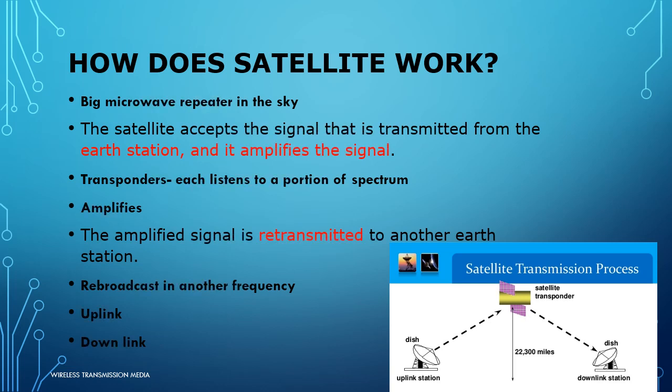Satellites are big microwave repeaters placed in the sky. The satellites accept the signal transmitted from an Earth station and amplify the signal. In a satellite, there are transponders which listen to a portion of the spectrum. The amplified signal is retransmitted to another Earth station. For this transmission and retransmission, the satellite system uses two frequencies, an uplink frequency and a downlink frequency. Uplink frequency is used to transmit data from an Earth station to a satellite, and downlink frequency is used to retransmit data from the satellite to a ground station.